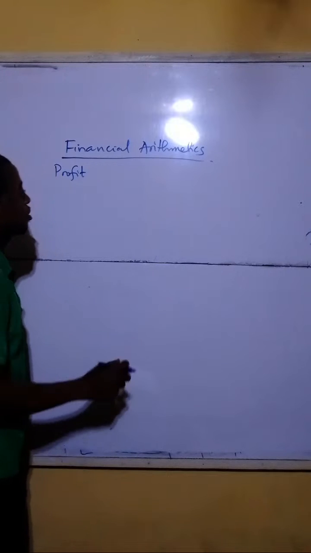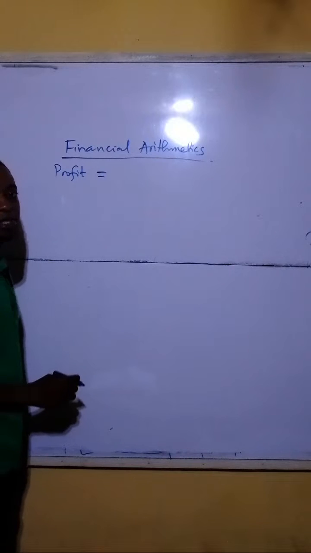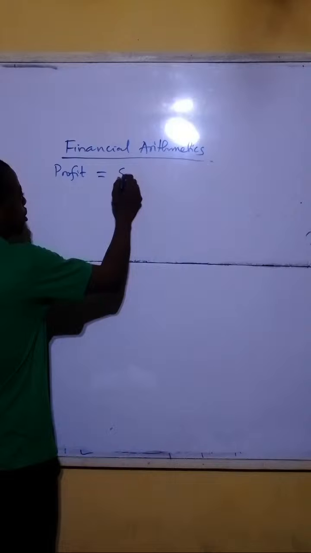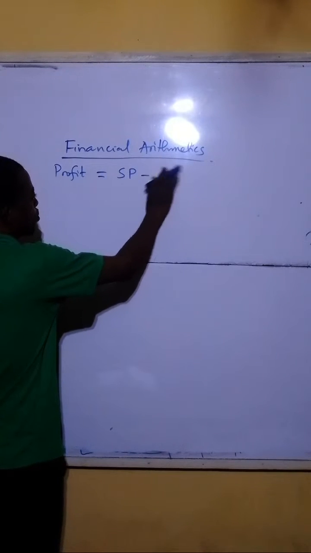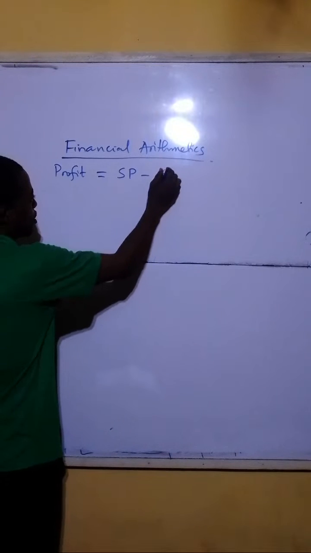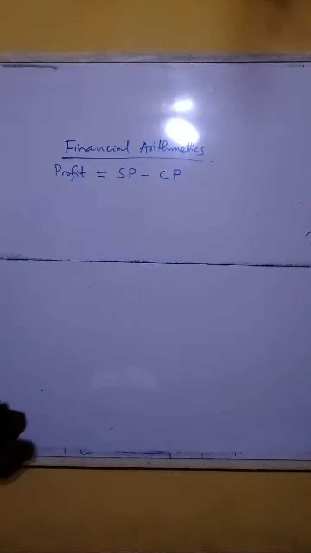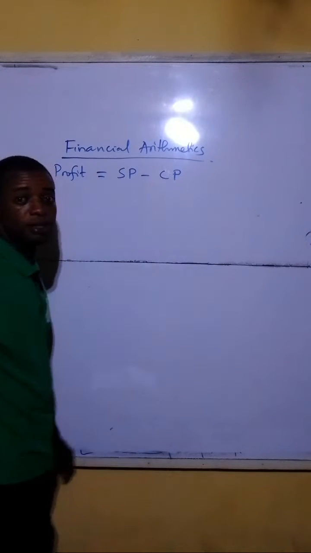When we have a transaction, for us to have a profit, it implies that the selling price must be more than the cost price. So that means we have selling price minus cost price. We use SP as the selling price, then CP as the cost price. That is, for us to have a profit, we must have selling price minus the cost price.